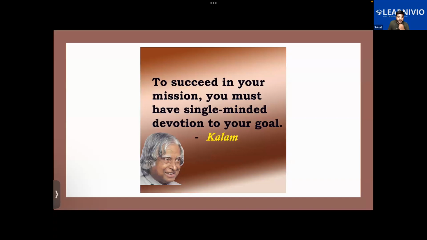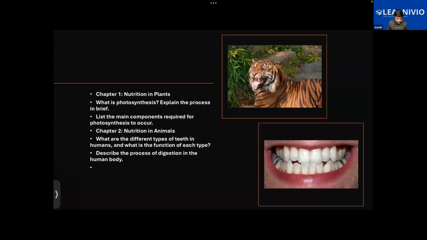What does the quote written here say? To succeed in your mission, you must have single-minded devotion to your goal. Meaning that without any distraction, one should put all the energy into his or her goal. That applies in the case of study also. One should avoid distraction and focus only on studies. While doing a particular task, you should avoid distraction and put all your energy into that work so that it becomes efficient.